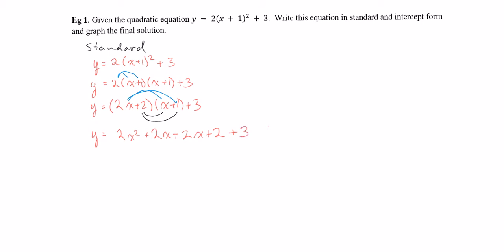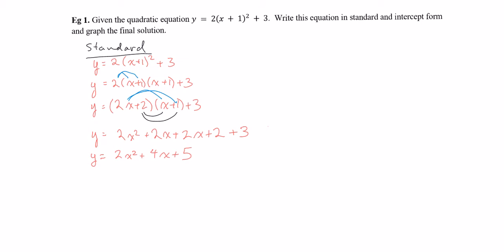Now we have to collect our like terms, which is y is equal to 2x squared plus 4x plus 2 plus 3, which is 5. So this is our standard form.